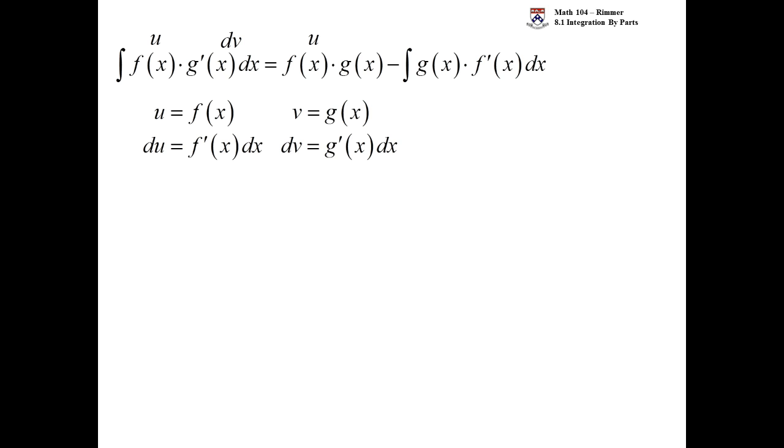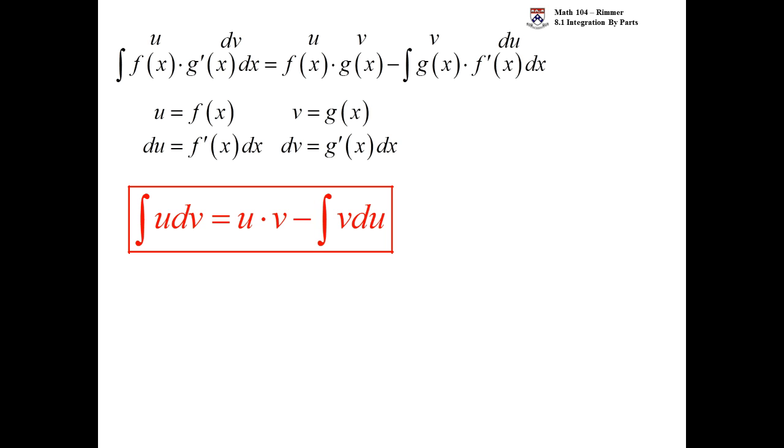Then we have an f and a g, so that's a u times a v. And then we have an integral where we subtract the integral of g times f prime, that's v times du. So renaming these in this manner gives you the more familiar formula that in order to integrate u dv, you can trade it in and instead deal with u times v minus the integral of v du. That's the more familiar version of integration by parts.